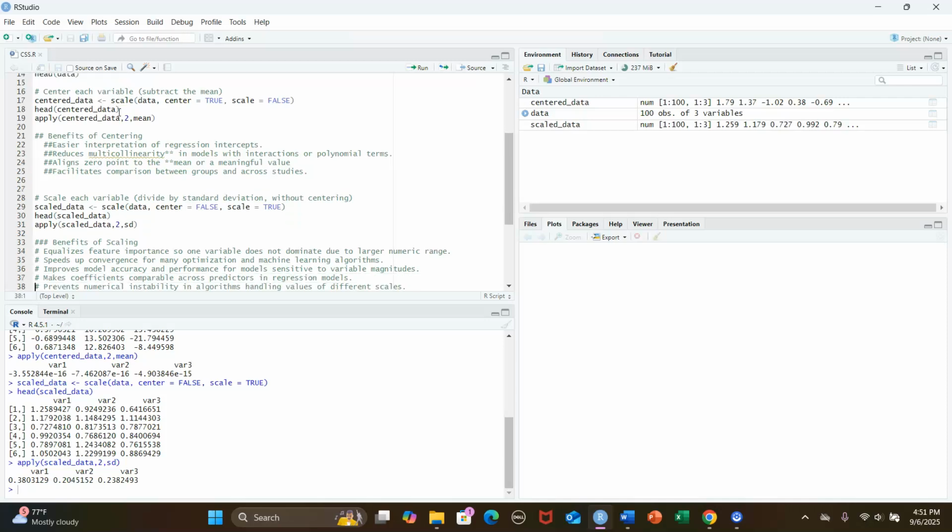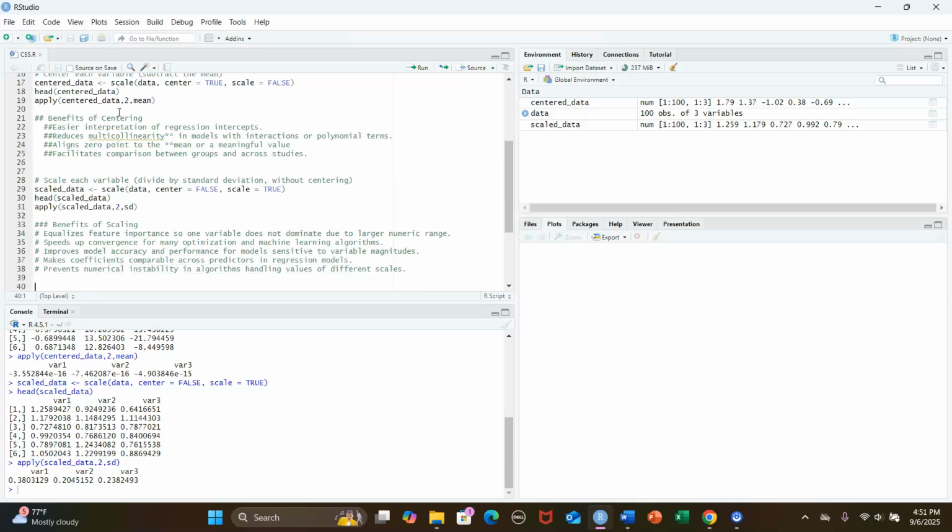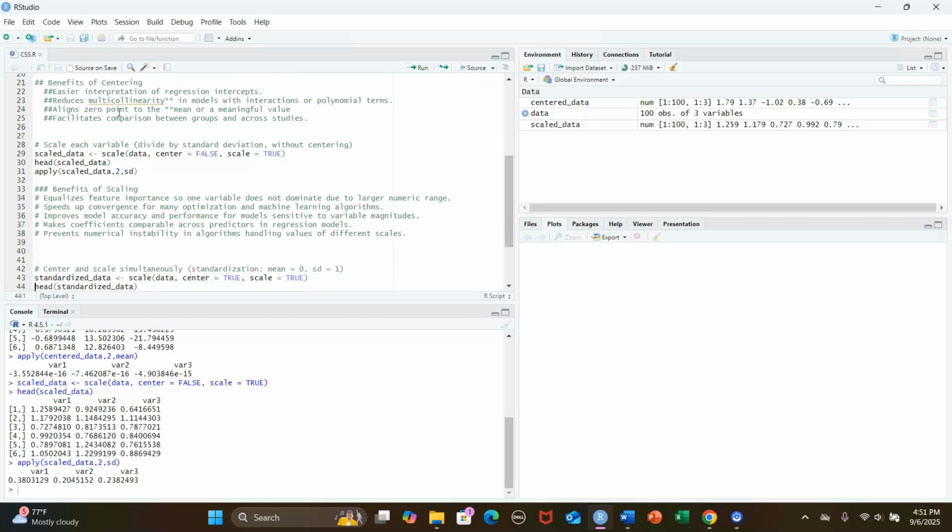But the benefit of scaling is that it equalizes feature importance, so one variable does not dominate due to a larger numeric range. It speeds up convergence for many optimization and machine learning algorithms, and improves model accuracy and performance for models sensitive to variable magnitudes. It makes coefficients comparable across predictors in regression models, and prevents numerical instability in algorithms handling values of different scales. Basically, it puts all the variables on the same scale.